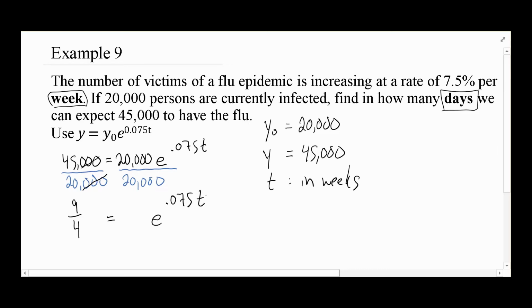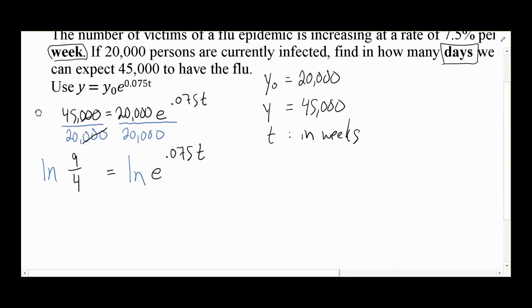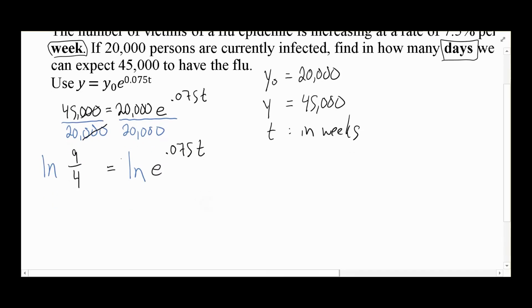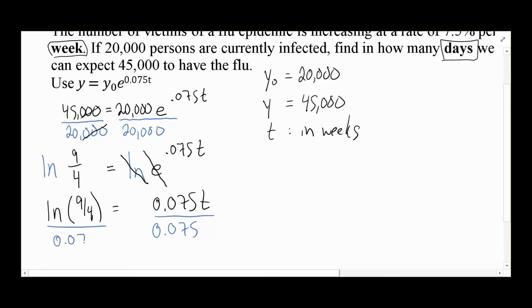Now to undo e to a power, we have an obvious choice of natural log, because natural log, remember, is log base e, so it'll actually directly undo this. So the natural log undoes e to a power. And that gives us the natural log of 9/4 equals 0.075t. So to get the t by itself, we just need to divide both sides by 0.075.